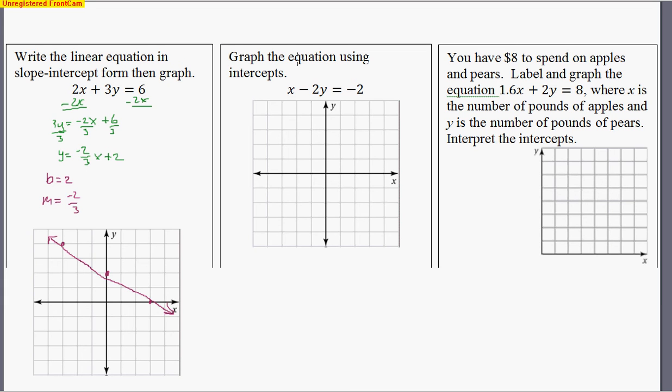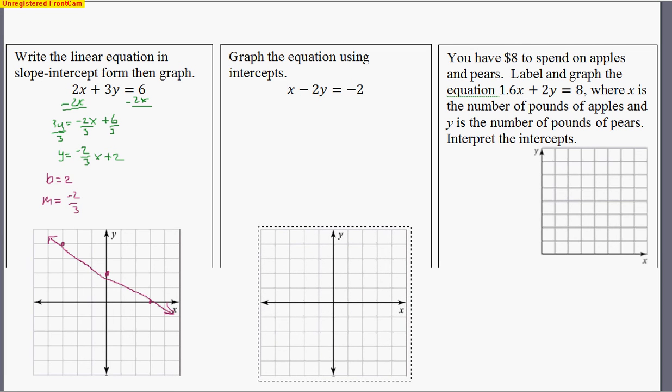Well, looking at our next problem, it just says graph using intercepts this time. So when I'm using intercepts, I'm going to find out what the x-intercept is, then the y-intercept, and then plot those 2 points and draw a line between them. So I'll start with the x-intercept.